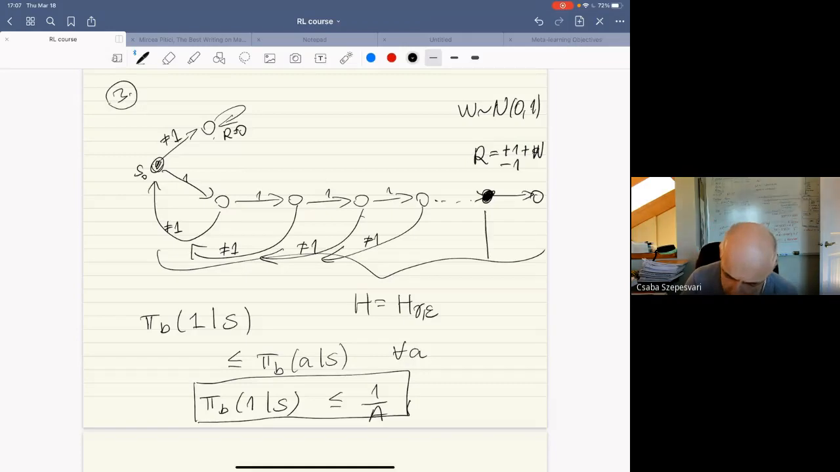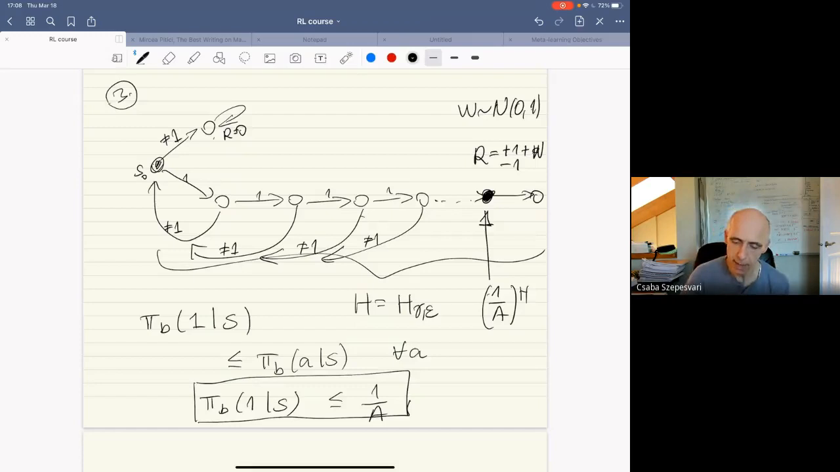So the probability that, if you're generating a trajectory of length h, this trajectory is going to hit this state is at most 1 over A to the power of h, because for each of the h steps, the trajectory has to select this specific action that has the smallest probability, this 1 over A probability at most. So the probability that you're hitting this state is at most 1 over A to the power of h.